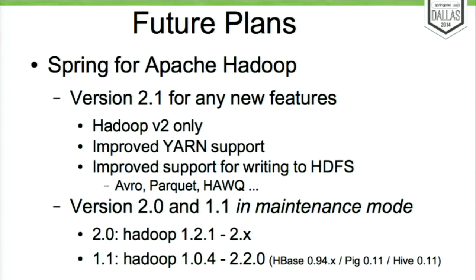So let's change approach a little bit and look at what we're looking at for the future. Like I already mentioned, we have a 2.1 where we're doing any new developments, which is Hadoop 2 only. Most of the new features are new YARN support that we're providing. And we're also improving the support for HDFS writing, especially for the dataset where we use Avro, Parquet.